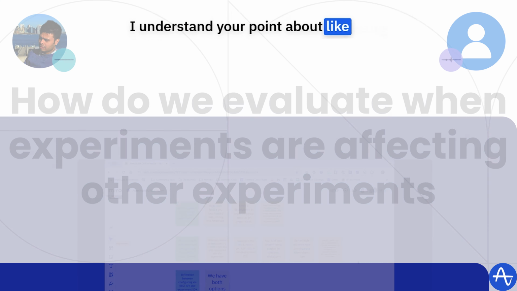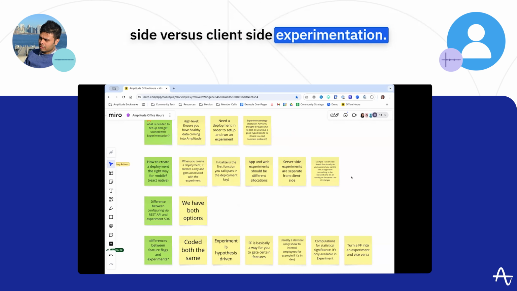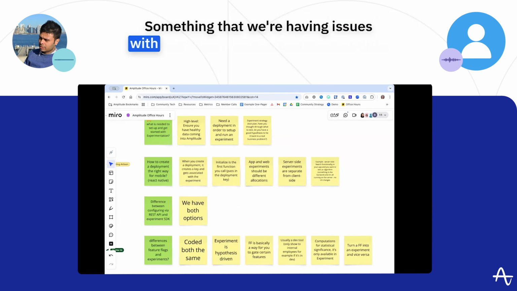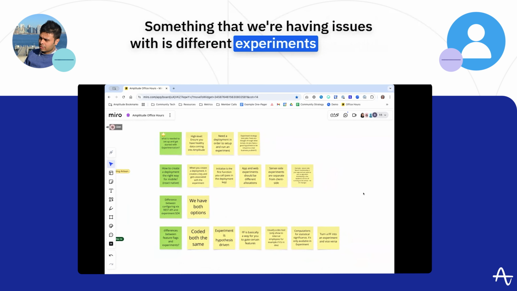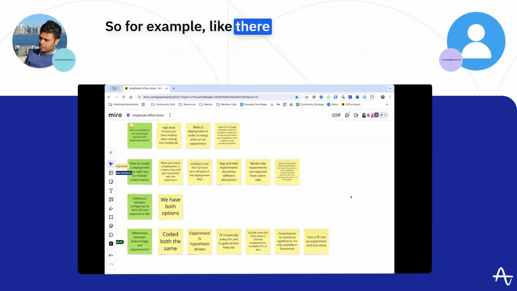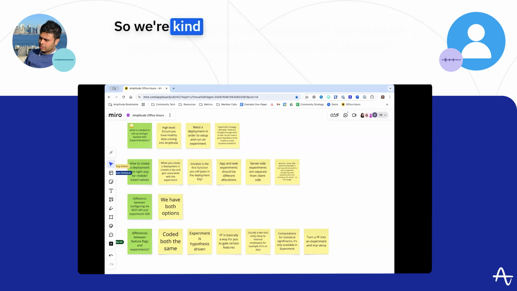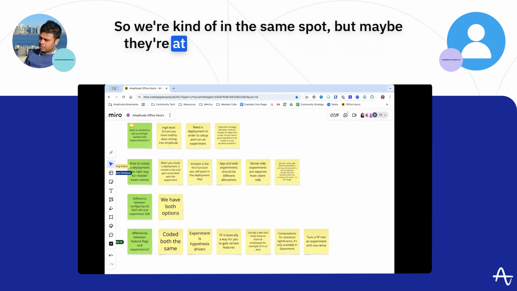Your point about using different deployments for server-side versus client-side experimentation: something that we're having issues with is different experiments stepping on each other when they evaluate. For example, they're both experiments running in our front-end web app, so we're in the same spot, but maybe they're at different life cycles for the user.